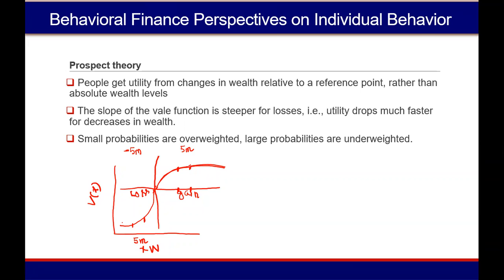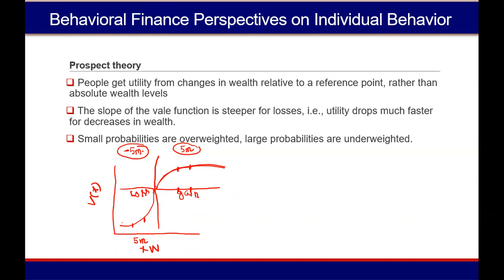The gain of utility from the 5 million win and the loss of utility from 5 million loss, which one has a higher sensitivity? In which case does the investor feel very strongly, here or here? So in the loss portion. Though the amount is the same, what would be expected?